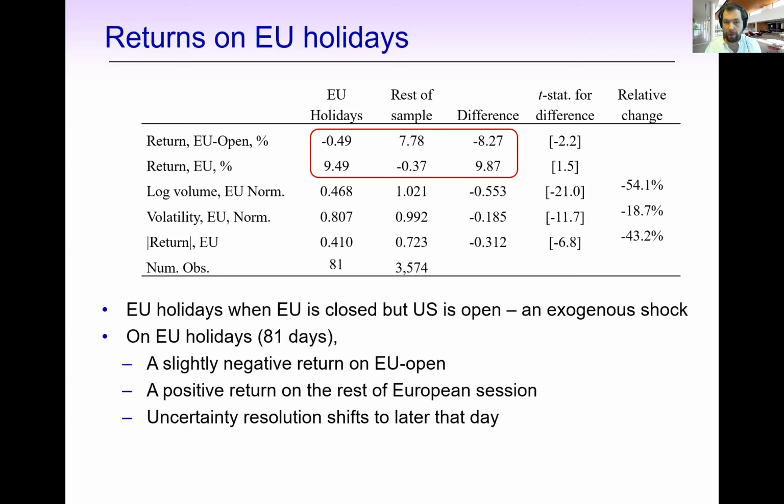We first confirmed that during the European session, volatility and volume are much lower on those holidays. This is the last column: 50% lower volume, 20% lower volatility. Now, how about returns? Let's look at the second column. Returns during EU open on unique EU holidays are close to zero. And where does this return go? It goes to the rest of the session, where we have a return roughly comparable to what we see on an average day. So this is a nice exogenous shock to the resolution of uncertainty during EU open, and we get results which are pretty consistent with what we expect.